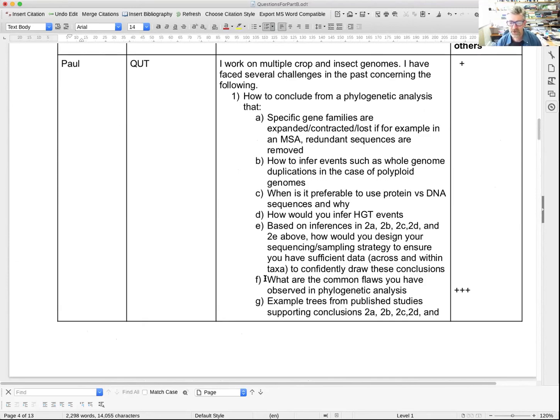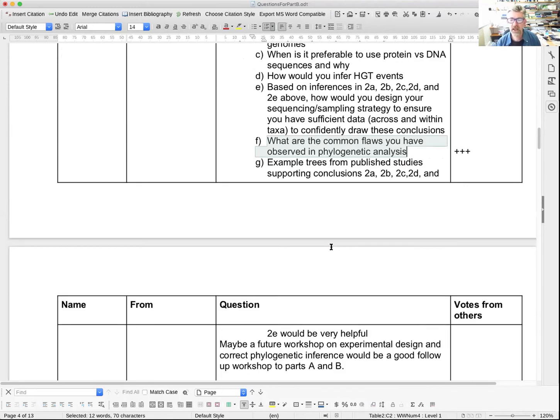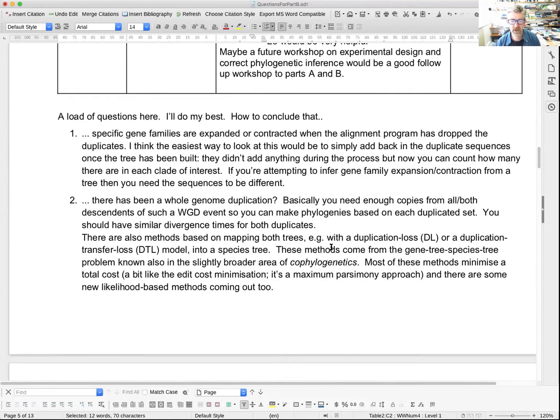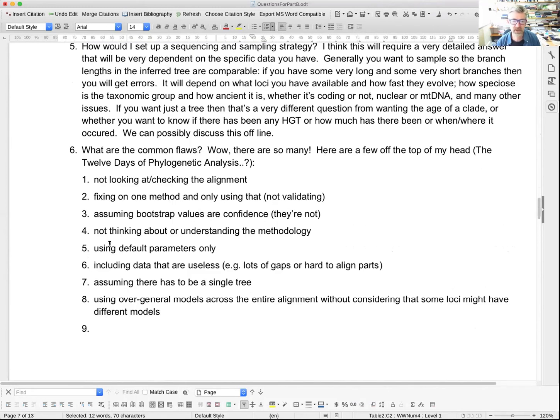But now we're on to, I guess, one of my favorites of the day, apart from gene tree species tree, which is a research interest of mine. But the favorite one of the day, I think, is what are the common flaws you have observed in phylogenetic analysis? And I think that there's a big list. I haven't actually finished all of this list, but I guess they fall into a couple of simple categories.